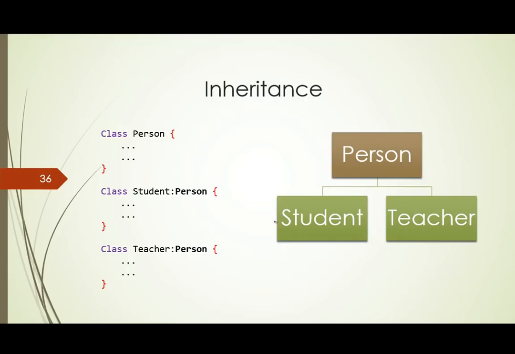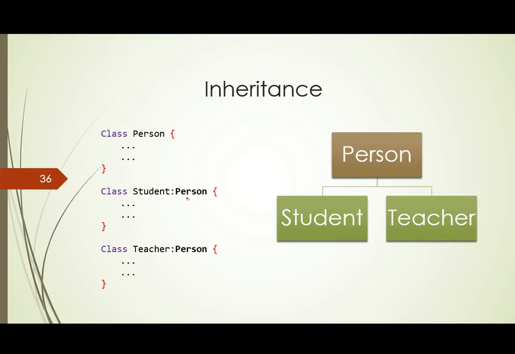So in C sharp, what we do is put the colon in front. That means we are inheriting from the person. That's it. And C sharp and Java and some other languages like PHP only support inheritance from one class at a time. So you cannot inherit from multiple classes at a time. But C++ programming language supports multiple class inheritance at the same time. So that's really an important point.